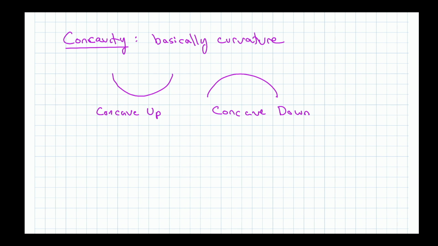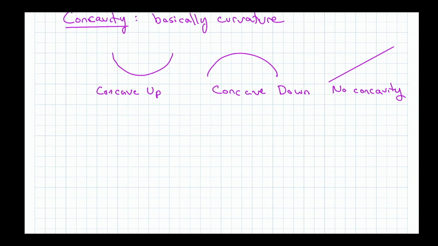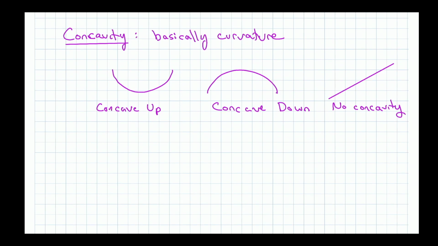Now, if there's no curvature at all, a straight line, then there would just be no concavity. There could be a slope, and I'm not trying to draw that horizontal. The slope doesn't matter. It's whether or not it's curved. So that's basically what concavity is.